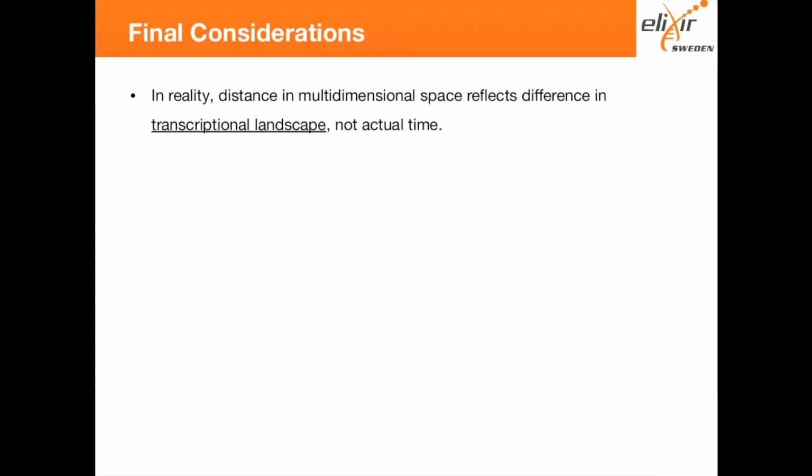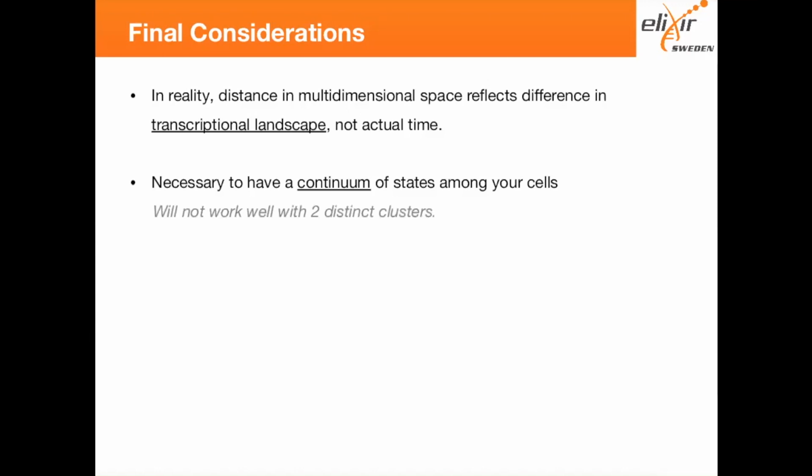Final considerations. In reality, distance in the multidimensional space also reflects somewhat the difference in transcriptional landscape, but not actual time. So that's why we call it pseudotime. We need to keep in mind that we need to have a continuum of states among your cells. If you have two completely separate clusters, that will give you wrong results in the end, or at least the trajectory will not be good enough, maybe.